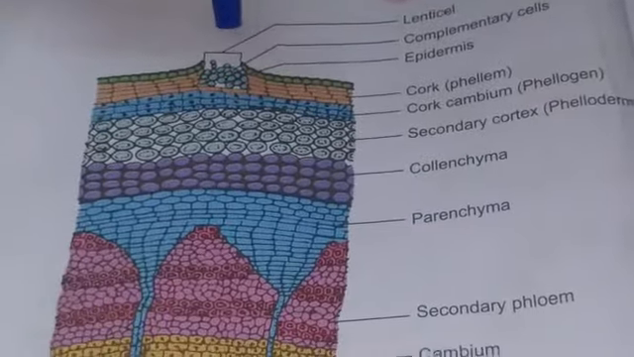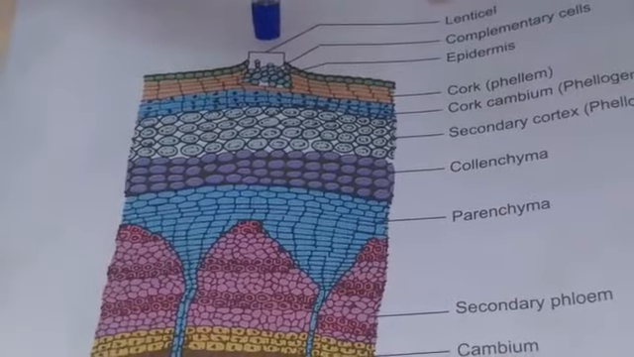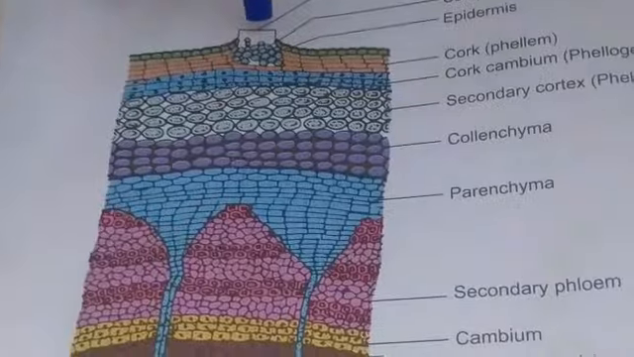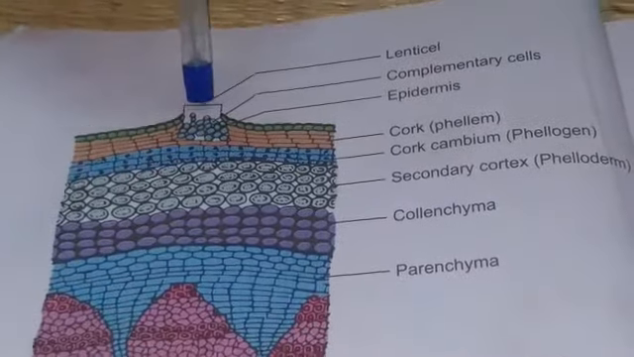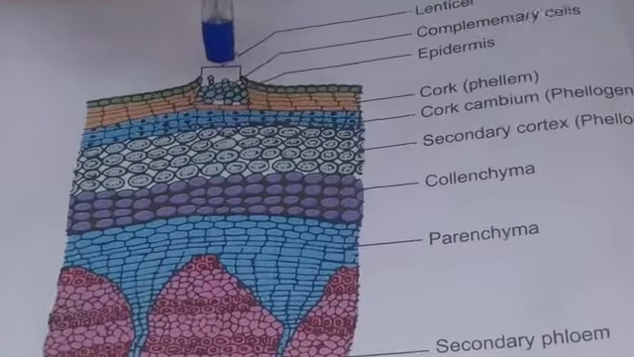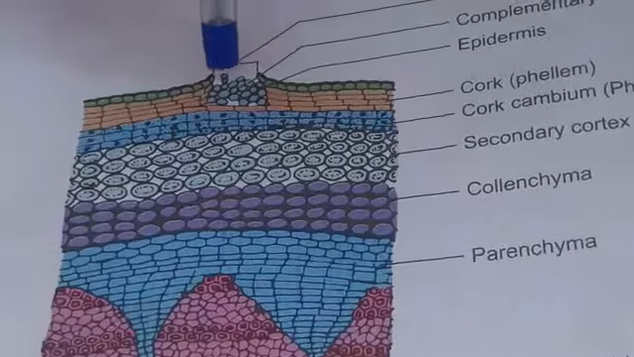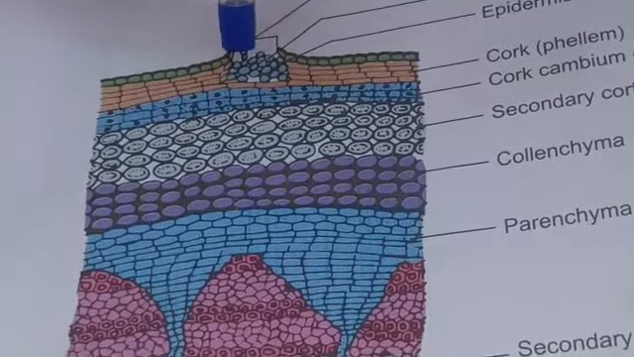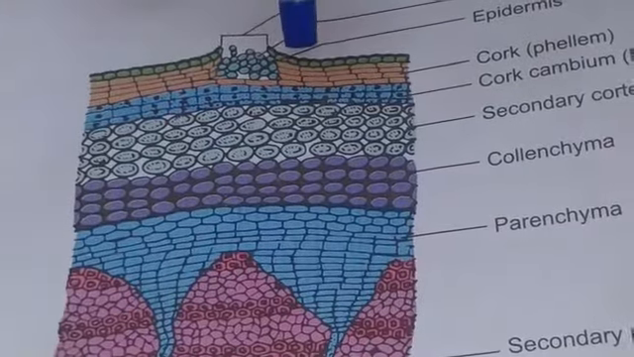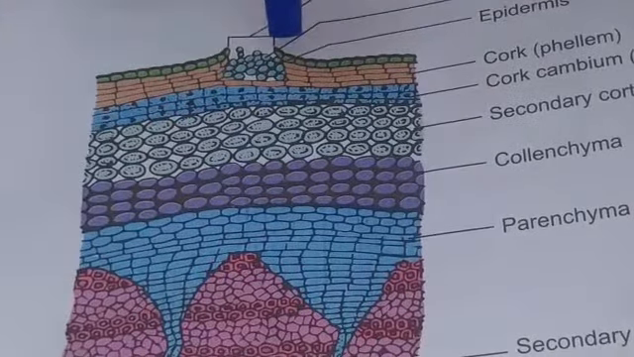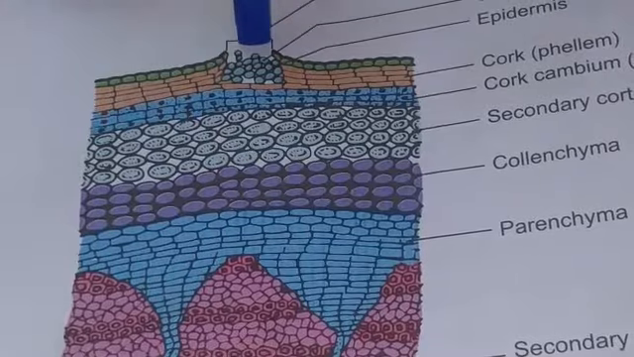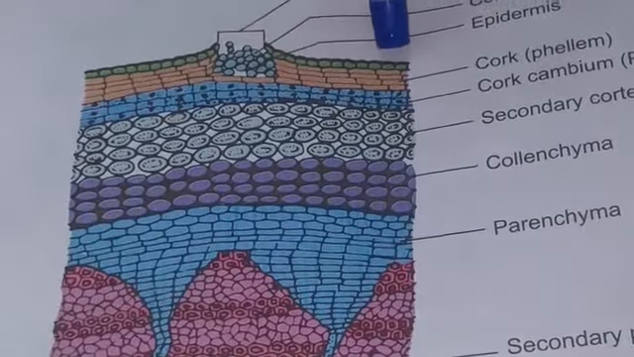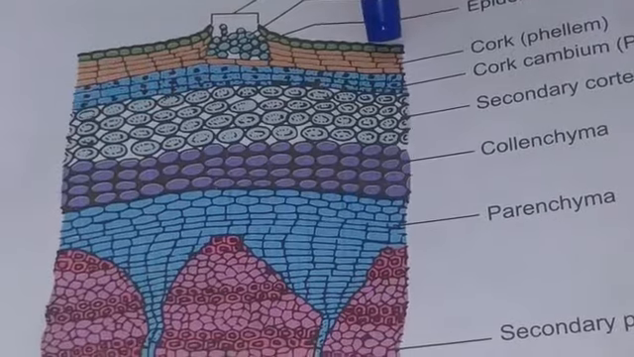So what are lenticels? Lenticels are small openings which are seen in the epidermis or sometimes in the stems or bark of the plant. At the opening of the lenticels, there are numerous loosely packed parenchyma cells called complementary cells. They are present between the openings, that is lenticels, seen in the epidermis. Inner to the epidermis, the cork is present.